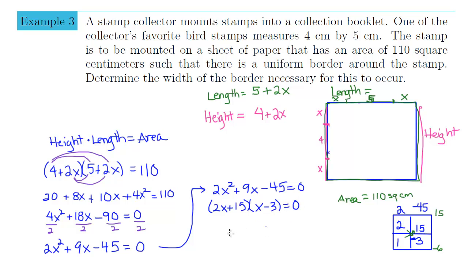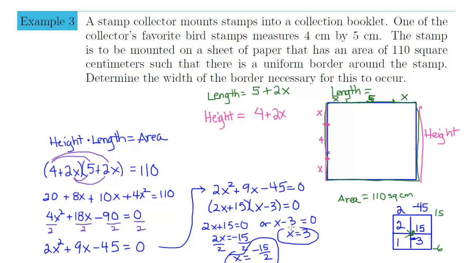And now we use the zero factor property to solve. We have 2x plus 15 equals 0, or x minus 3 equals 0. X is either 3, or, let's see, we're going to solve this by bringing the 15 over, so it becomes negative 15, divide by 2, so x would be negative 15 halves. Phew! All right, so we have our quadratic equation that we've solved and gotten 2 answers. X equals negative 15 halves, and x equals 3.